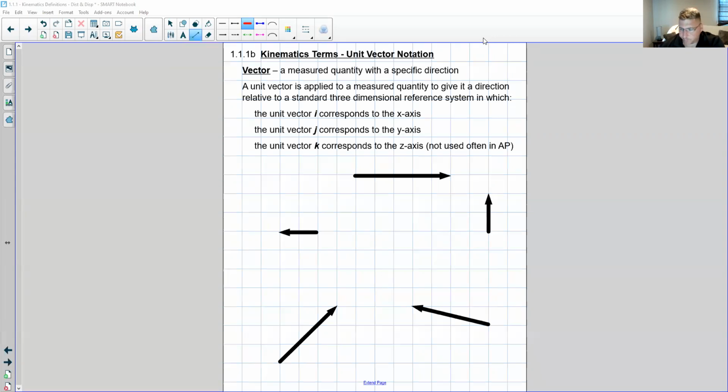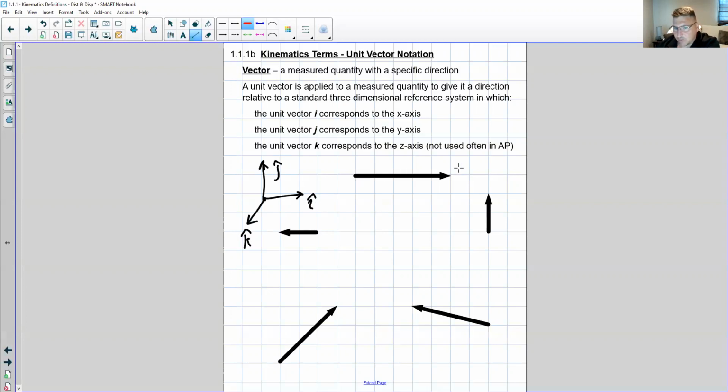So unit vector notation gives us a way to tell the direction of a vector with a standardized set of coordinates. So, for example, we take our x, y, and z three-dimensional coordinate system, and we turn it into an i, j, and k system. So the unit vector is simply a multiplier, right?